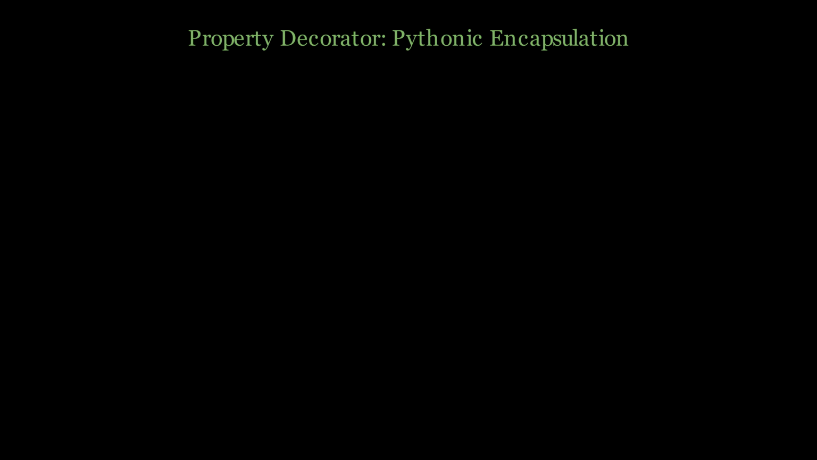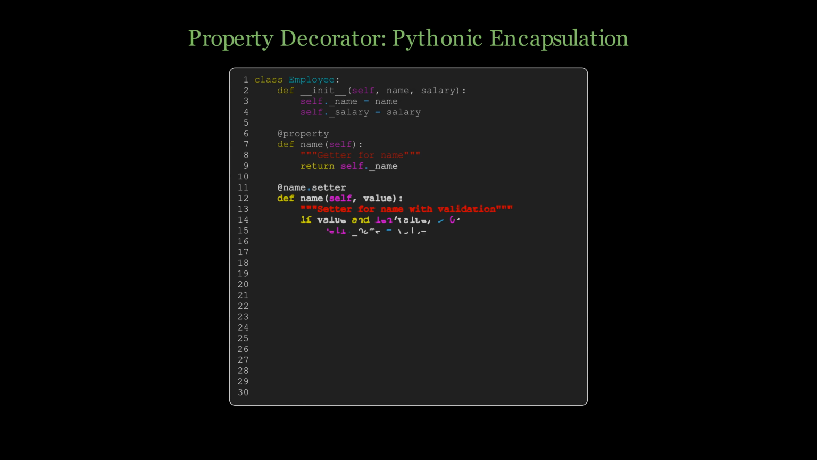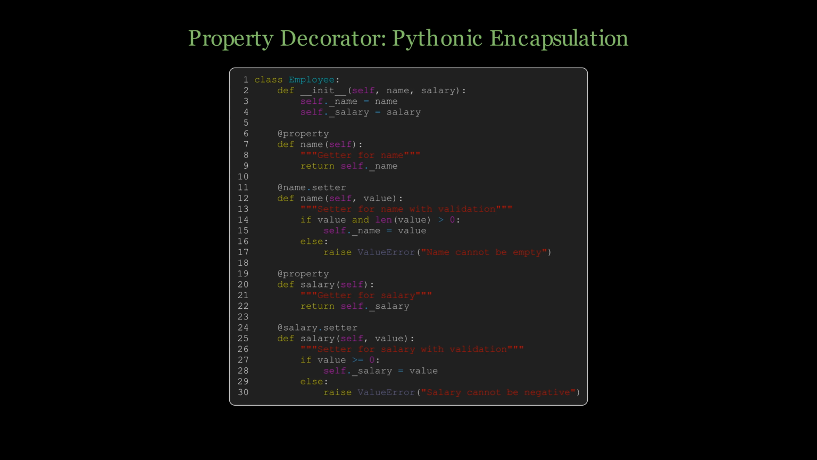Python's property decorator provides a more elegant way to implement getters and setters. Properties let you access methods like attributes while maintaining control and validation. The @property decorator turns a method into a getter. @name.setter creates the corresponding setter. This gives you the convenience of attribute access with the power of methods. You get validation and control while maintaining clean Pythonic syntax. Properties are the preferred Python way to implement encapsulation.